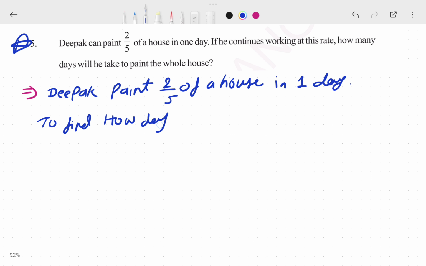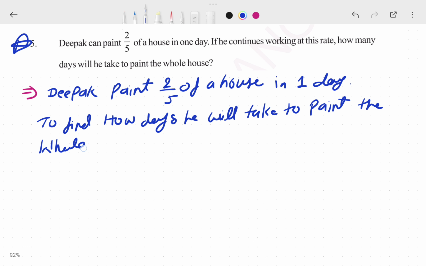we can write: to find how many days he will take to paint the whole house, okay, whole house. So this is our question.